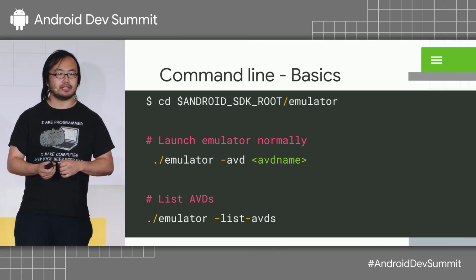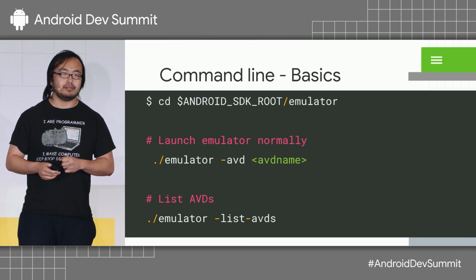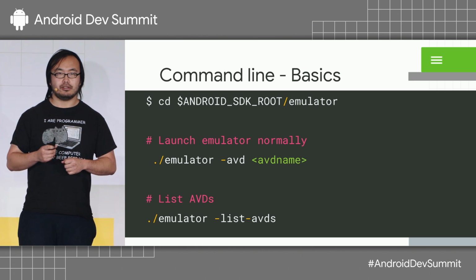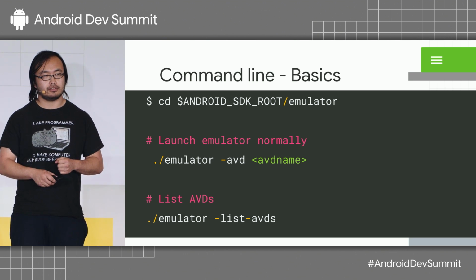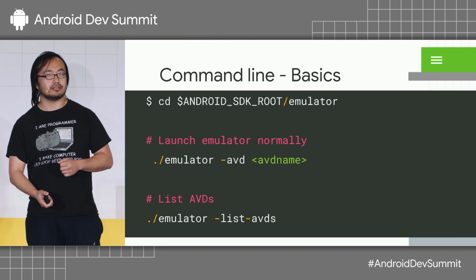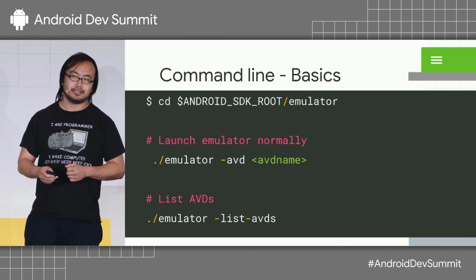So the emulator resides in your Android SDK folder, Android SDK root/emulator. And once you're in that directory, you have to give the AVD name using the -avd command line option. Note that this name may differ from what's displayed in the AVD manager. So if you want to know the exact sequence of characters that you need to input there, then you run emulator -list-avds.